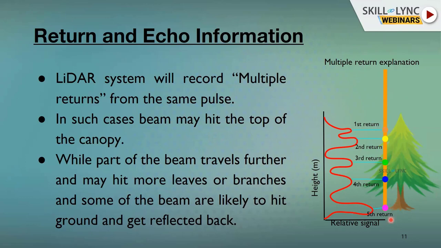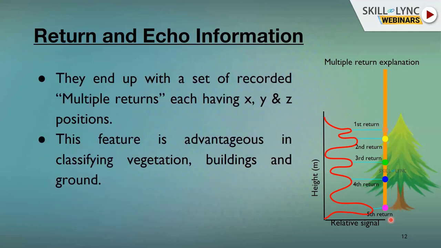You can see in the point cloud data what the first return, second and third return are, and they will be named as first return, last return or intermediate return. So you end up with a set of recorded multiple returns, each having the XYZ position information stored in single points. This feature has advantages in classifying vegetation, buildings, and ground.